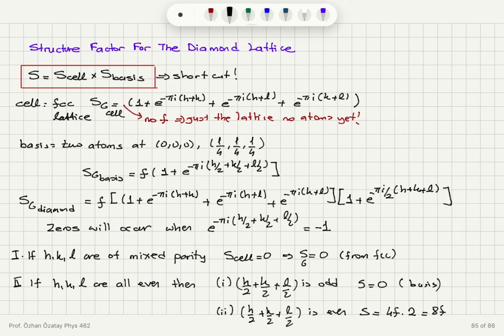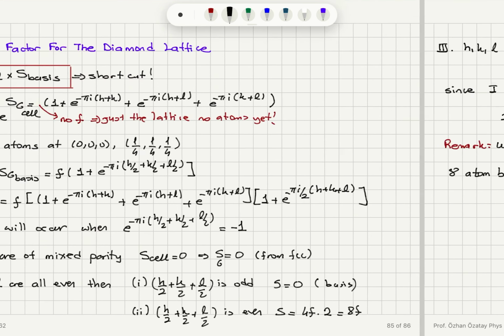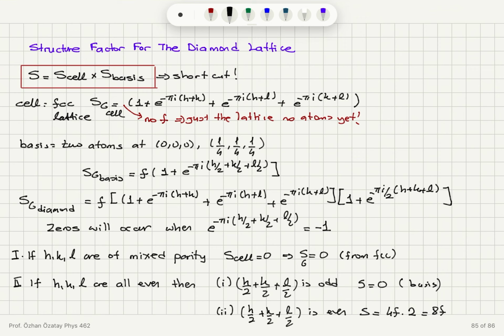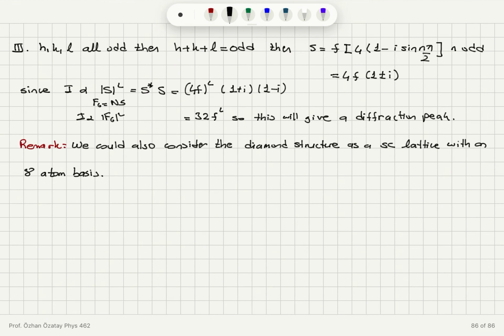So if HKL had this mixed parity, I already know from the FCC structure that I would get no constructive interference. If they're all even or if they are all odd, then I have to see what happens. If they're all even, I need to look at H over 2 plus K over 2 plus L over 2. If that's odd, I get also a 0 because of the basis. If the summation is even, I get an 8F for the geometrical structure factor.